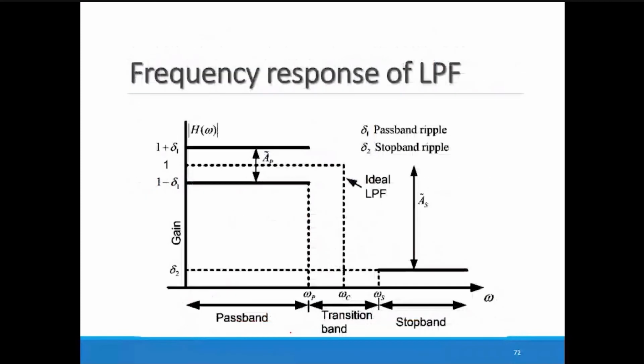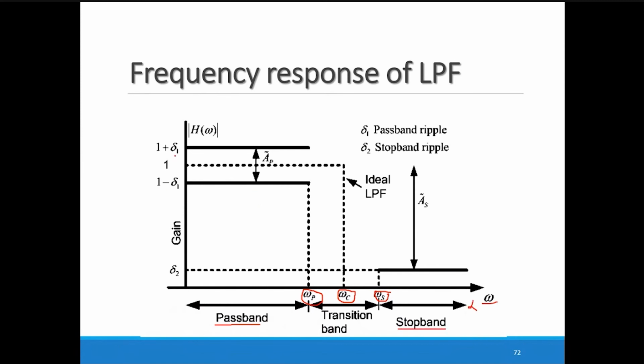Okay, so let me show you the frequency response of a low pass filter. We already discussed this frequency response. So this is the pass band from 0 to omega p. Here this is the cutoff frequency, the ideal cutoff frequency, and this is the stop band edge frequency. So omega p, omega c, omega s. This region from 0 to omega p represents the pass band of the filter. The region from omega p to omega s represents the transition band, and the region from omega s to infinity represents the stop band.